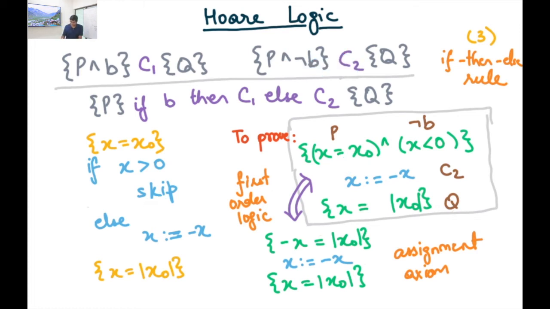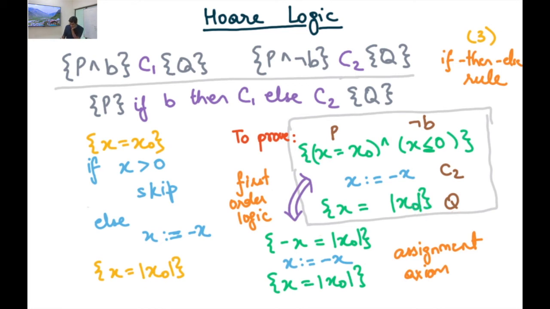But when I look at the then-else body, I have this instruction x := -x. That forms my C2, and this time the Hoare triple that I want to construct has P and not B. Not B becomes x ≤ 0. So x ≤ 0 and x = x₀, that's P. Not B is x ≤ 0, that's just not of x > 0. C2 is x := -x, that's the program. And then Q is x = |x₀|.